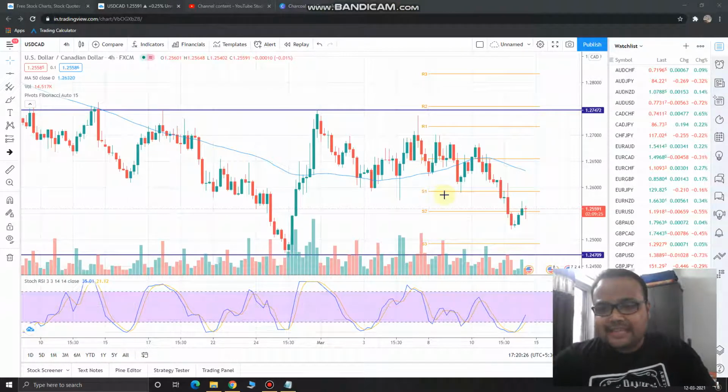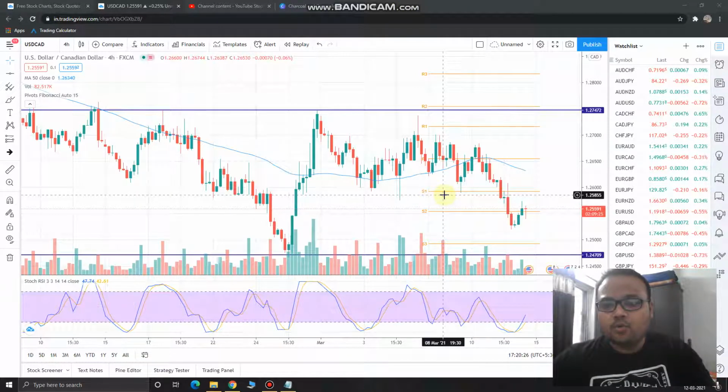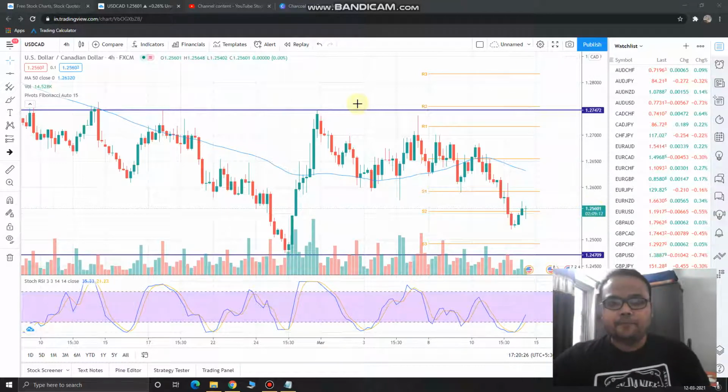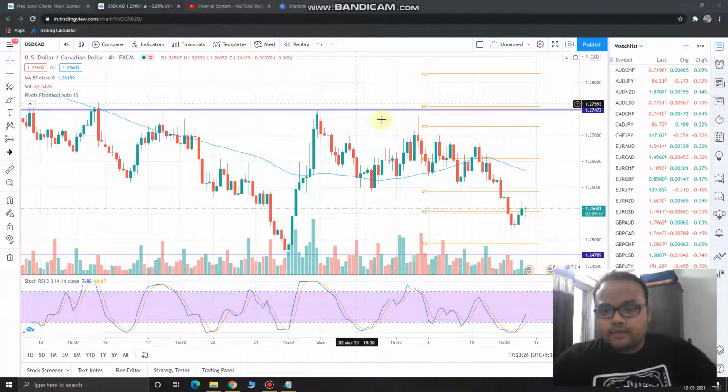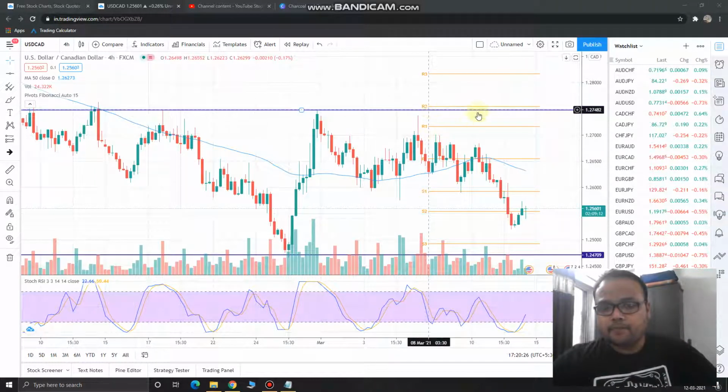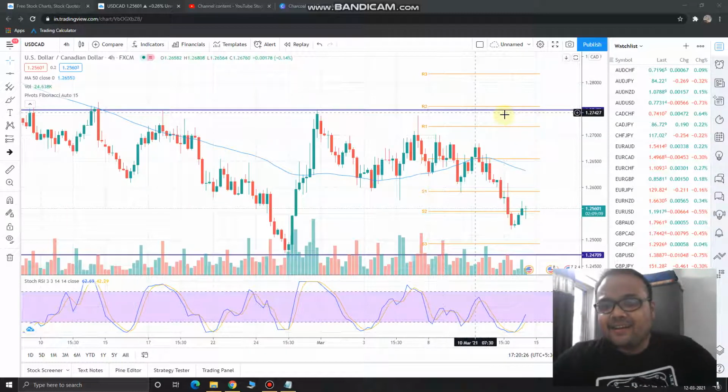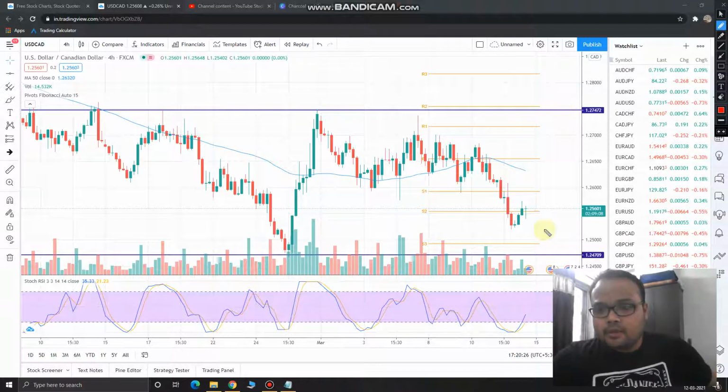So right now we can see that market is trading at 1.2559. Okay, so right now market is trading here. So you can see that I have drawn two lines on the chart. Sorry, let me take out the pencil. So the first level that we need to look for is level number 1. Just wait for the market to come down to this particular price level.